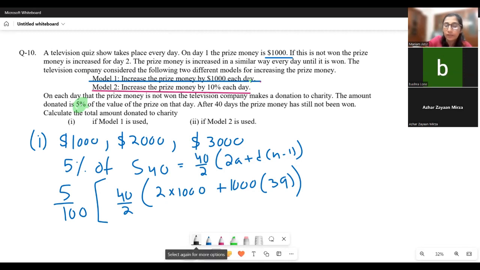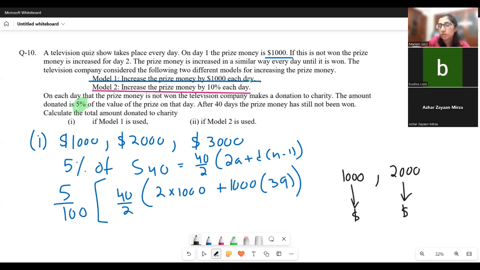ठीक है, देखो फर्स्ट डे का प्राइज मनी $1,000 अनाउंस हुआ, किसी ने नहीं जीता, इसका 5% चला गया चैरिटी को. अगले दिन 2,000 अनाउंस हुआ, डबल हो गया, किसी ने नहीं जीता, इसका भी 5% चला गया चैरिटी को. फिर 3,000 अनाउंस हुआ, अगले दिन 1,000 बढ़ रहा है ना प्राइज मनी, वो भी किसी ने नहीं जीता तो उसका 5% चला गया चैरिटी को. जब जब कोई नहीं जीत रहा the money goes to charity. So first 40 days nobody wins the prize money. How much is given to charity?